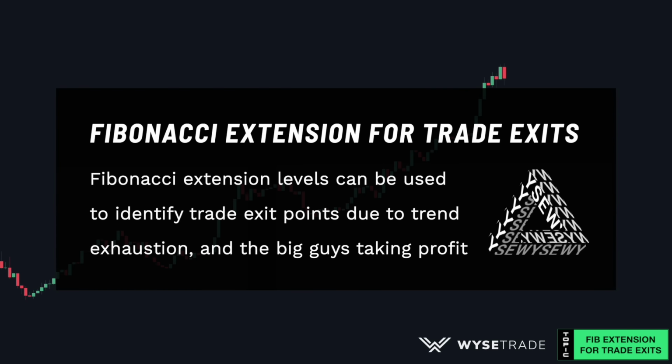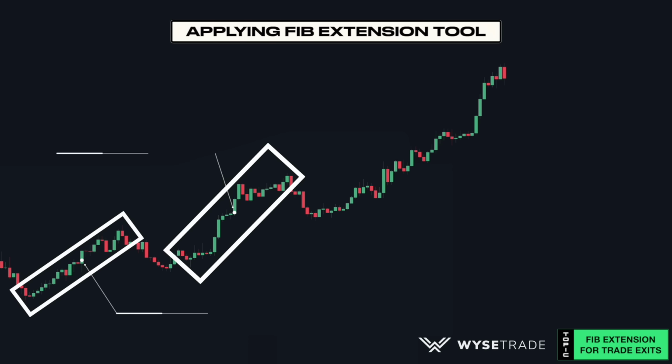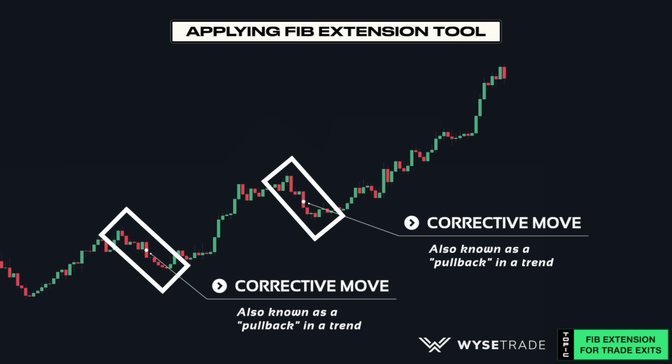So, Fibonacci extension levels can be used to identify trade exit points due to trend exhaustion and the big guys taking profit. In an uptrend, you have your impulse moves here and your corrective moves here.